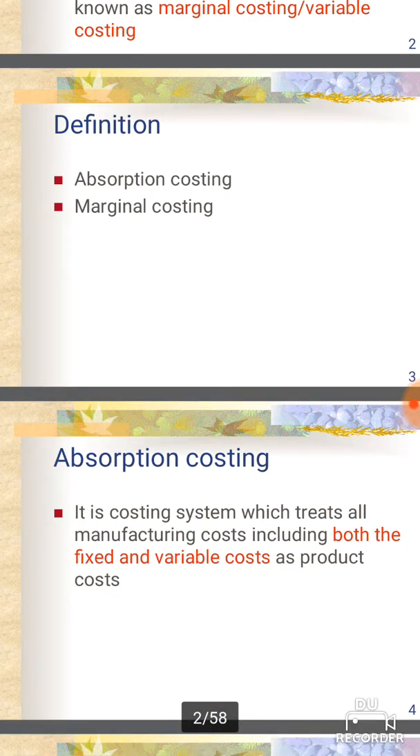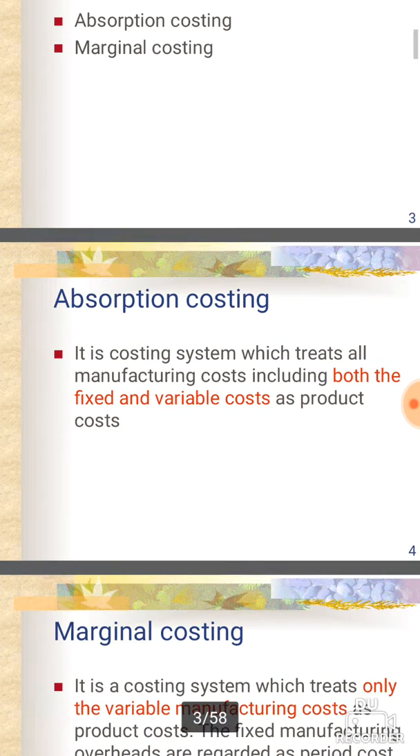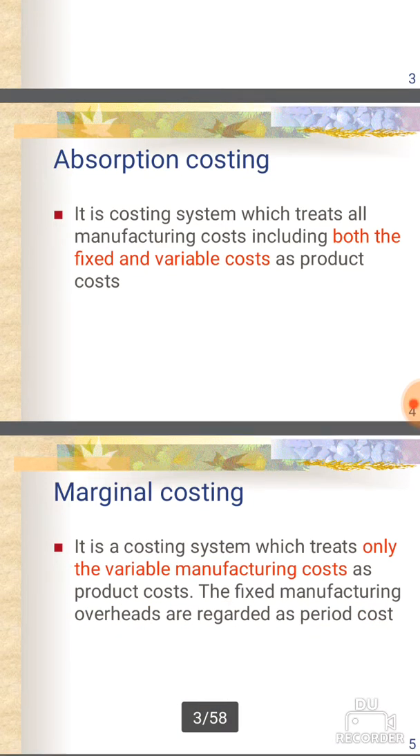Absorption costing is a costing system which treats all manufacturing costs, including both the fixed and variable costs, as product cost. Marginal costing is a costing system which treats only the variable manufacturing cost as product cost. The fixed manufacturing overheads are regarded as period cost.